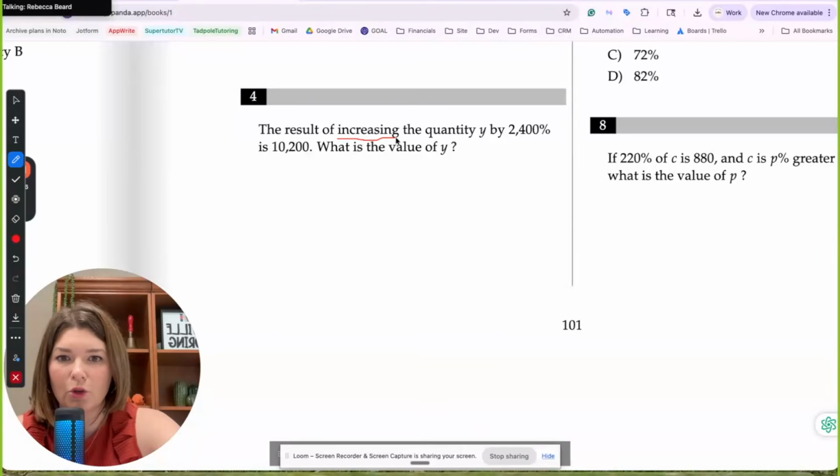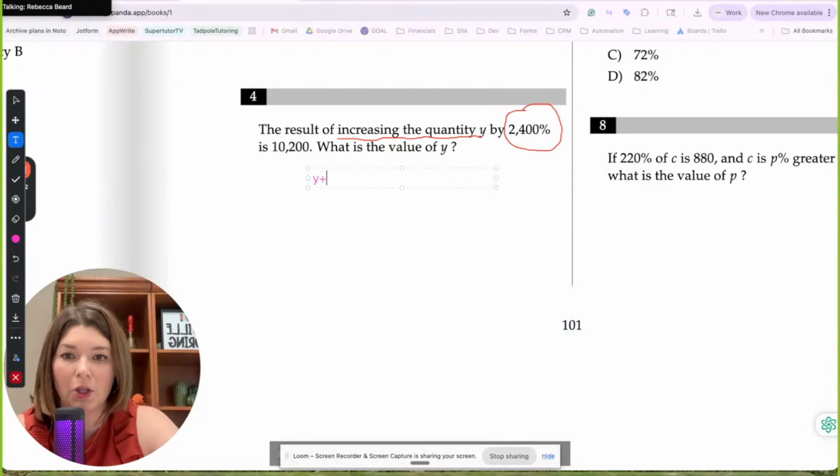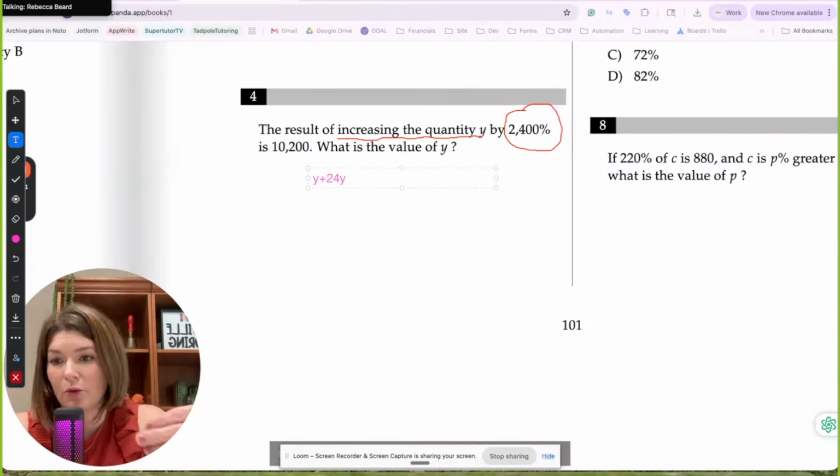It says the result of increasing the quantity y. So what most students will do is they totally miss that part and just focus on this increase right here. But you guys are super smart and you're going to pay attention to the details. So how this actually looks to find y is you need to go y plus, and then that 2,400%, you have to name it as 24y because you're removing those extra zeros for 200.